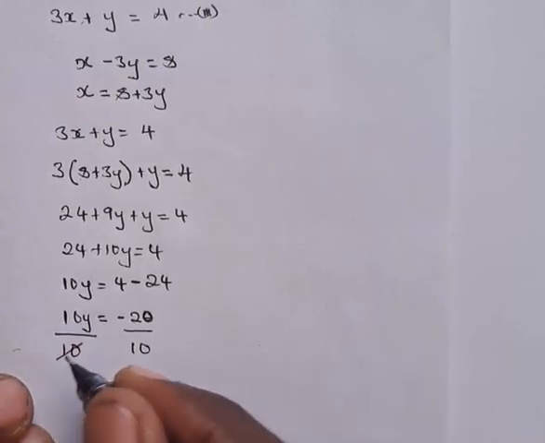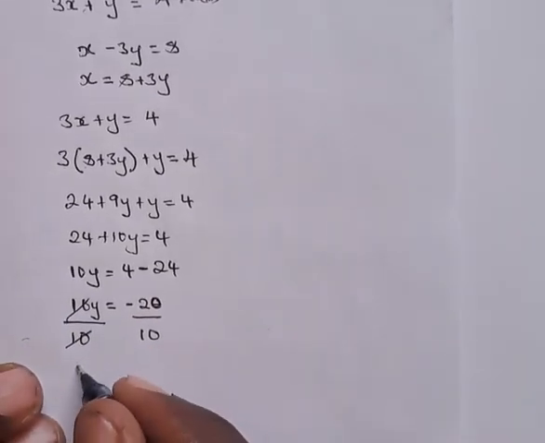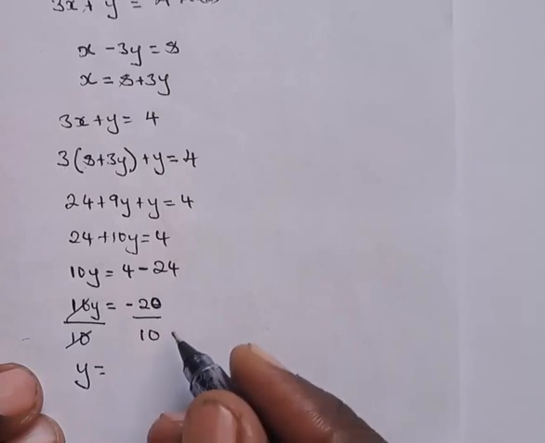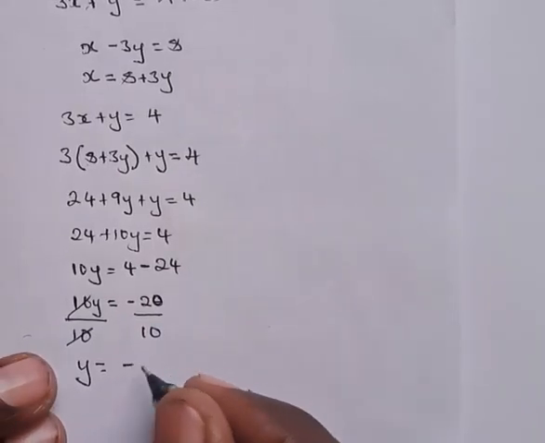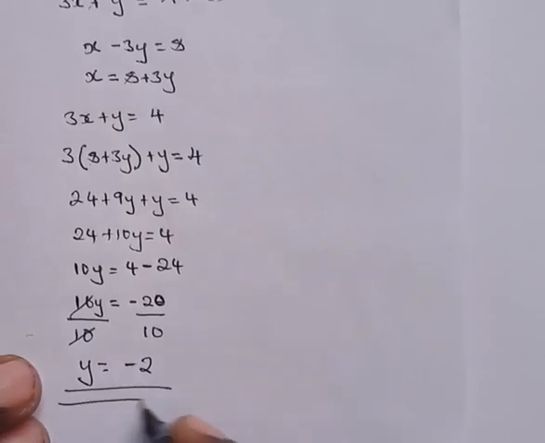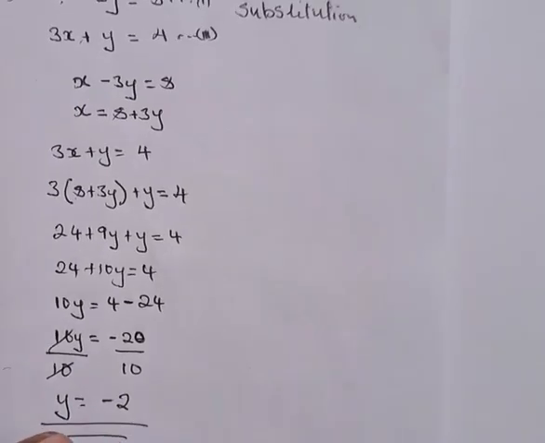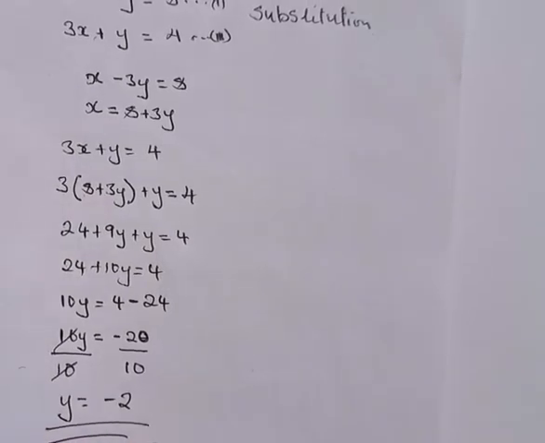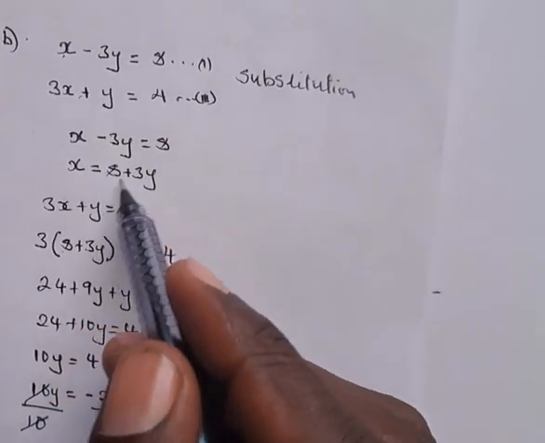So that this 10, when it goes to 10y, it will be y. Then y will be equal to -20 divided by 10. That is negative 2. So we have the value for y using the substitution method. Since we have the value for y, remember, not rushing to the next question, we still have to find the value for x. So we can pick any of these 2 equations.